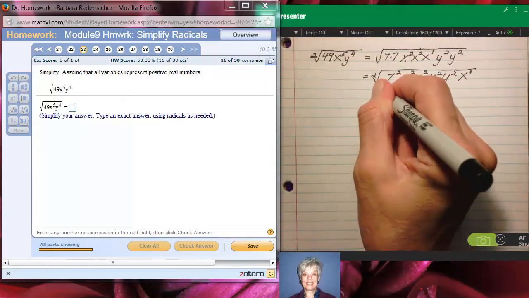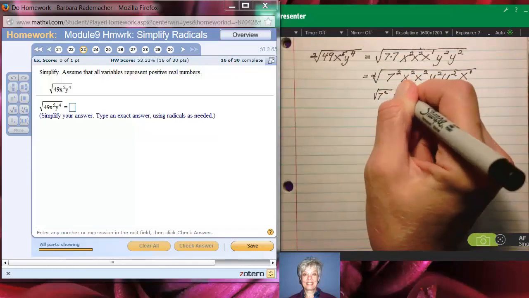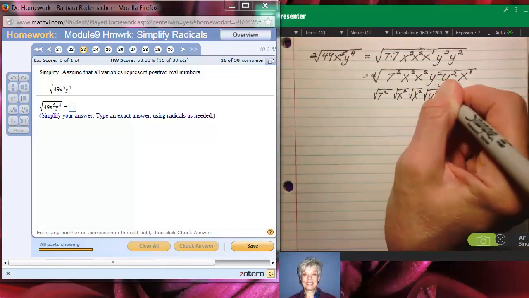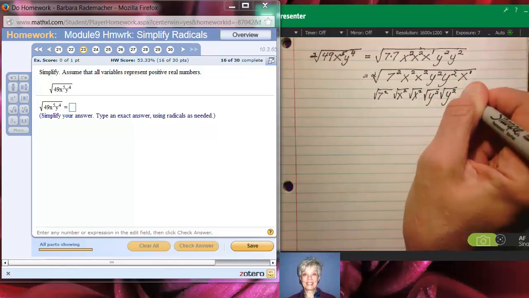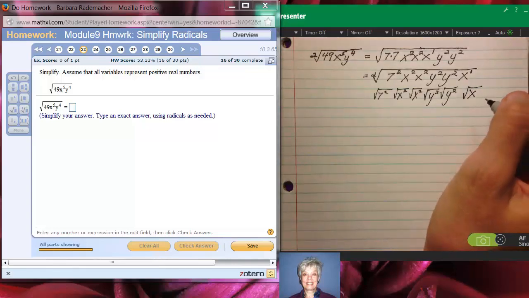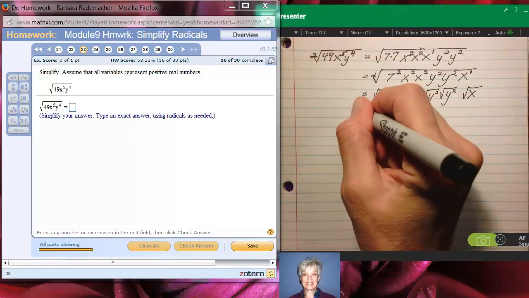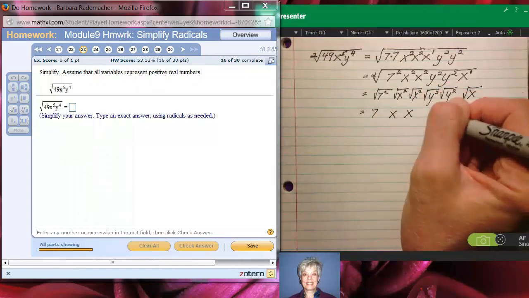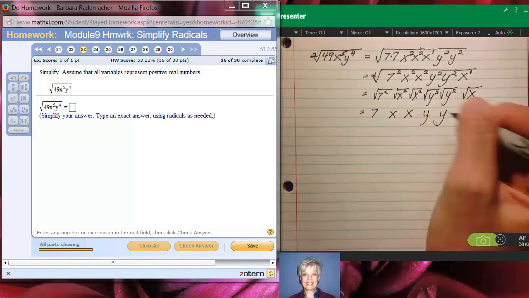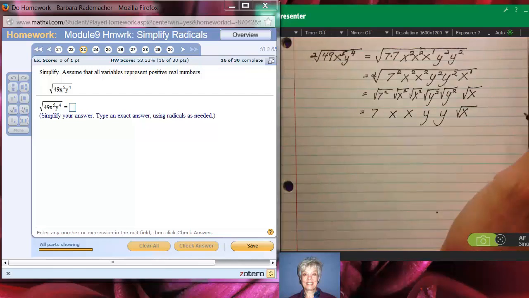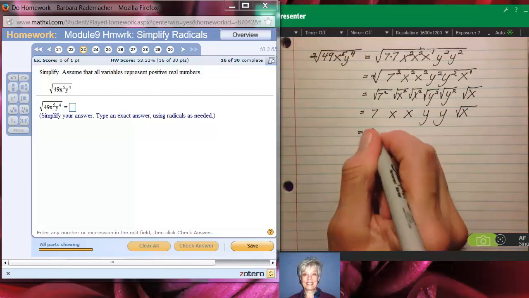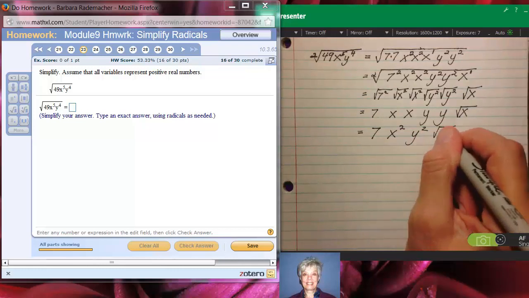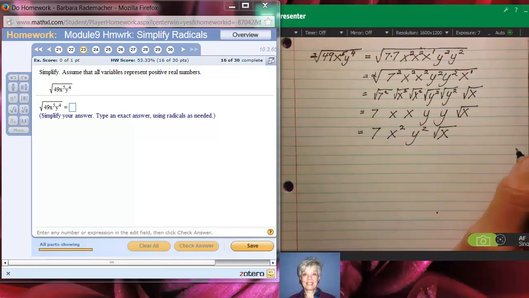Now, this will give me the square root of 7 square times the square root of x square times the square root of x square times the square root of y square times the square root of y square times the square root of x. The square root of 7 squared is 7. The square root of x squared is x. The square root of x squared is x. The square root of y squared is y. The square root of y squared is y. And then you have this poor little guy stuck under the radical. So now our answer is going to be 7 x squared y squared times the square root of x. Okay, there you go.